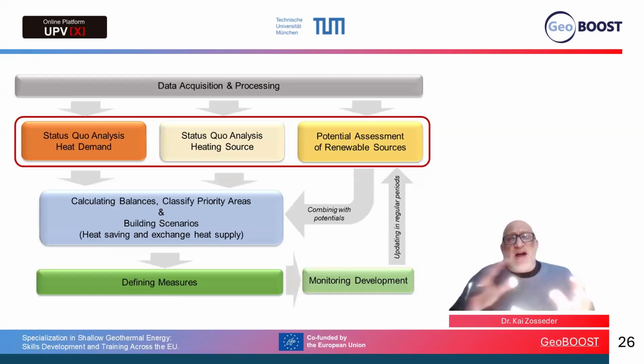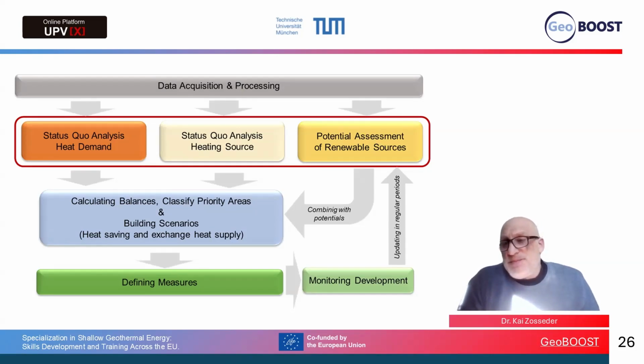Of course, as a summary, what you have to do for such a spatial energy planning and integrating the shallow geothermal potential, you have to do a lot of data acquisition and processing, status quo analysis of the heat demand, status quo analysis of the sources which are used at present, and then the potential assessment, what we explained before. You have to do a combination of all these and then overlaying, and then define the measurement and the monitoring development. And hopefully a lot of people decide to use then the shallow geothermal as a favorable heat source.